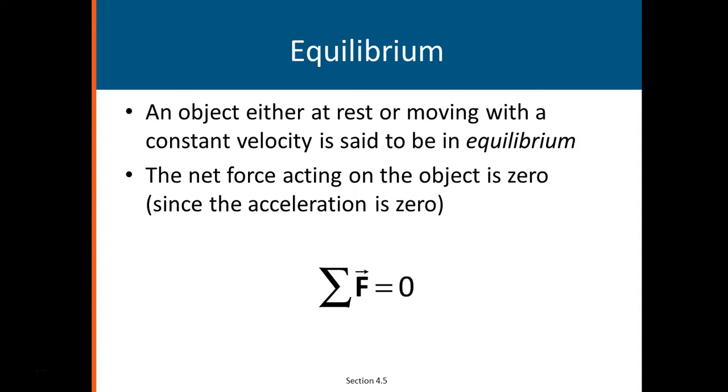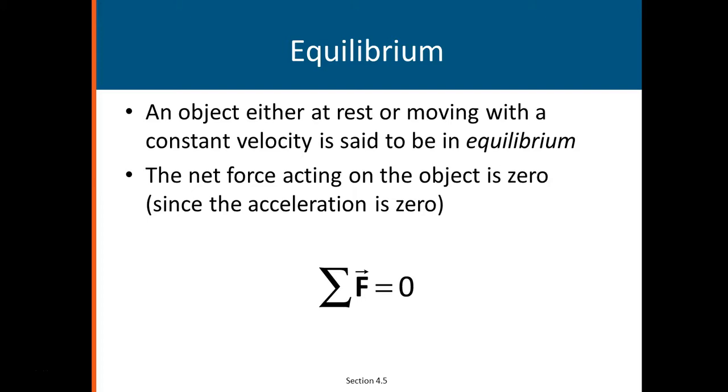When an object is in equilibrium, that means there is no net force on it. It doesn't mean that there are no forces in general. It means there is no net force on the object, so it's not accelerating. Either this object is at rest or it's moving at a constant velocity. The net force acting on it is 0, since the acceleration is 0.